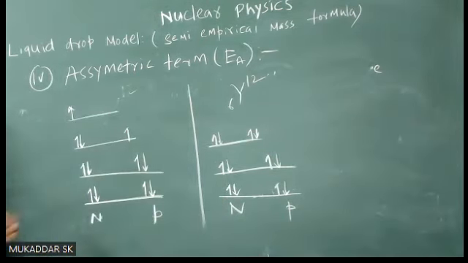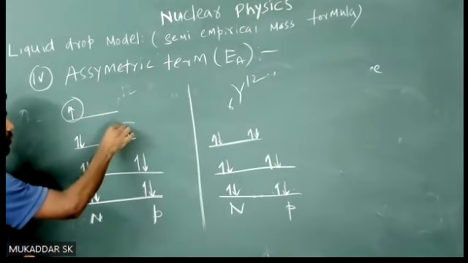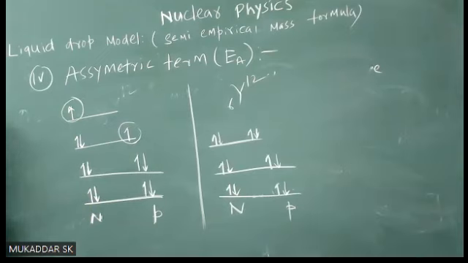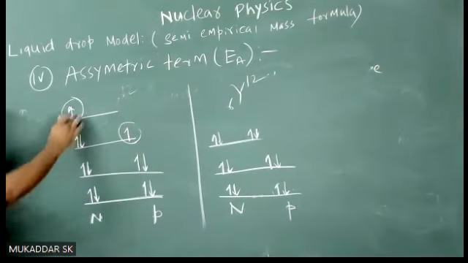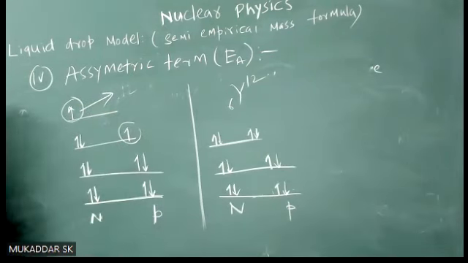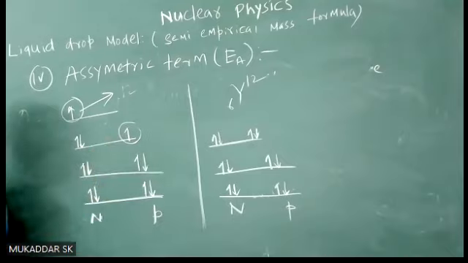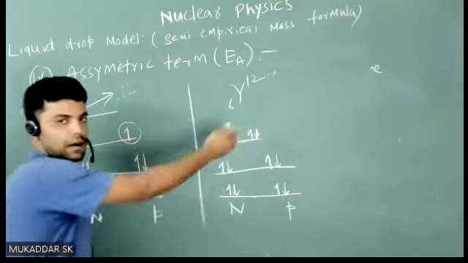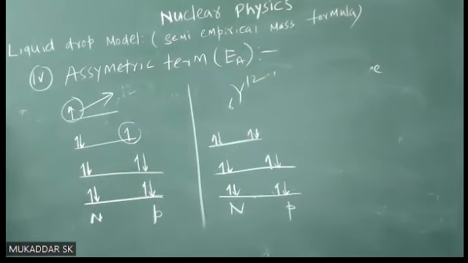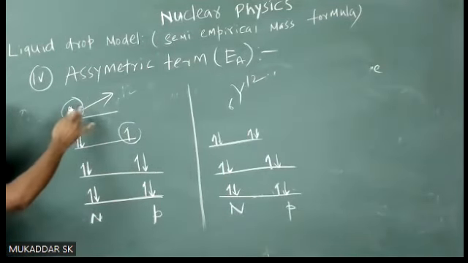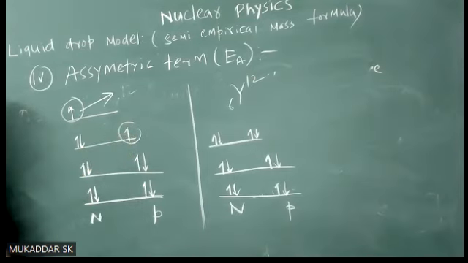But see, in this configuration, one neutron and one proton are unpaired. In this one, all are paired. If a nucleon is unpaired, of course you have to give less energy to remove it. So here you have two nucleons that are unpaired, so you have to give less energy to remove them. But for the other case, all the nucleons are paired, so you have to give much more energy. So you see there is an asymmetry between the number of protons and number of neutrons, which basically decreases the binding energy of the system. Is it clear what I am saying?